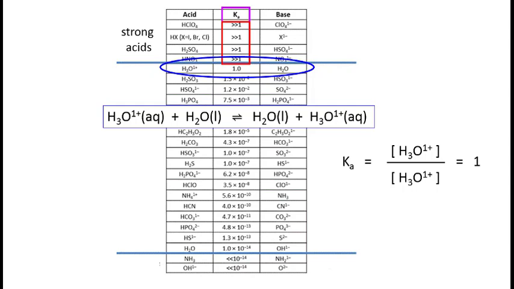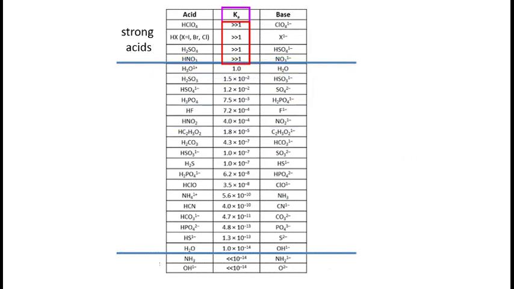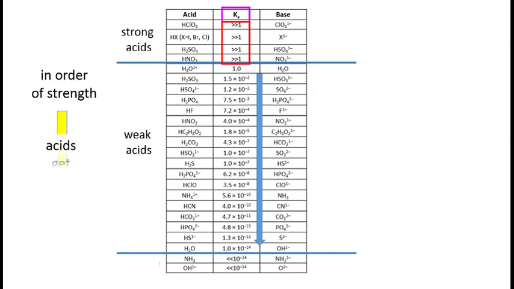Looking carefully at the values of Ka for the entries below hydronium, they are all less than 1, which is an indication of a weak acid. Not only that, but as you go down the list, the numbers get smaller. So the entries in the table are in order of strength, with the acids getting weaker as you go down.